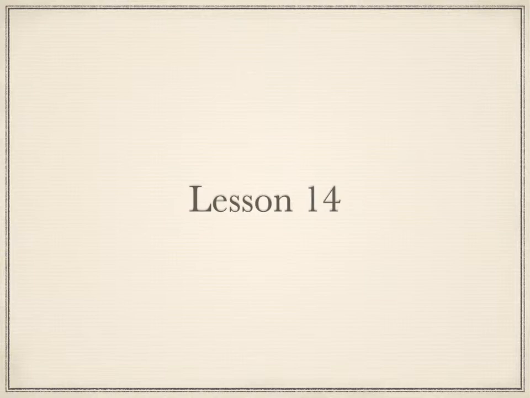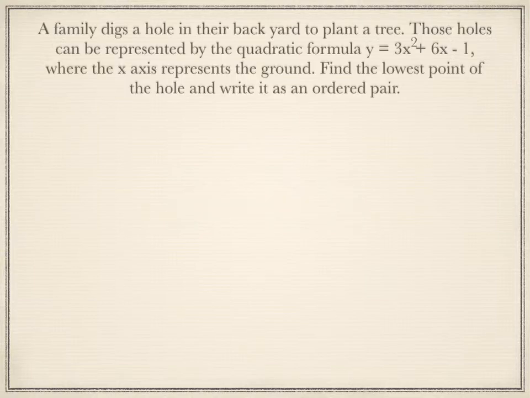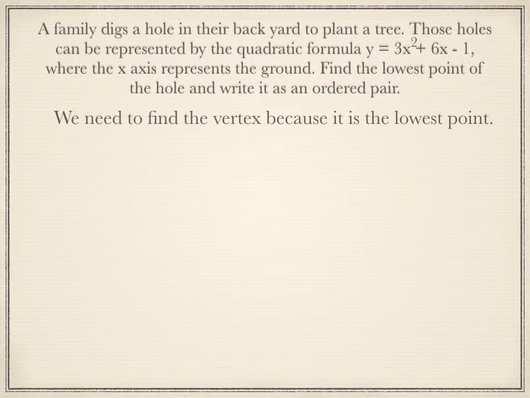Let's go ahead and go on to lesson 14. A family digs a hole in their backyard to plant a tree. These holes can be represented by the quadratic formula y equals 3x squared plus 6x minus 1, where the x-axis represents the ground. Find the lowest point of the hole and write it as an ordered pair.